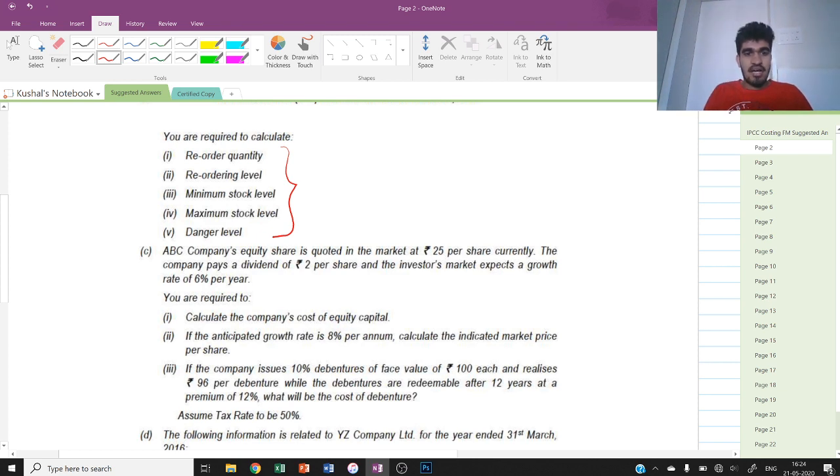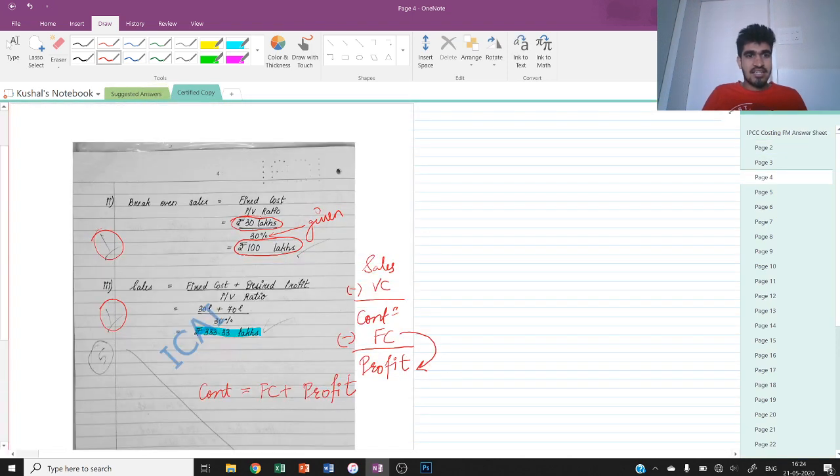and danger level. I would quickly show you my certified copy because the suggested answers and my answers in certified copies are almost the same. That's why I'm not showing you the answer as per the suggested answers, because it is going to be the same as it is in my certified copy.